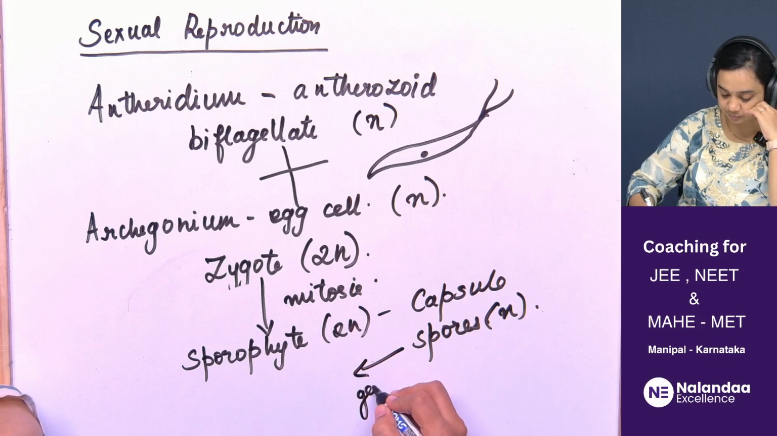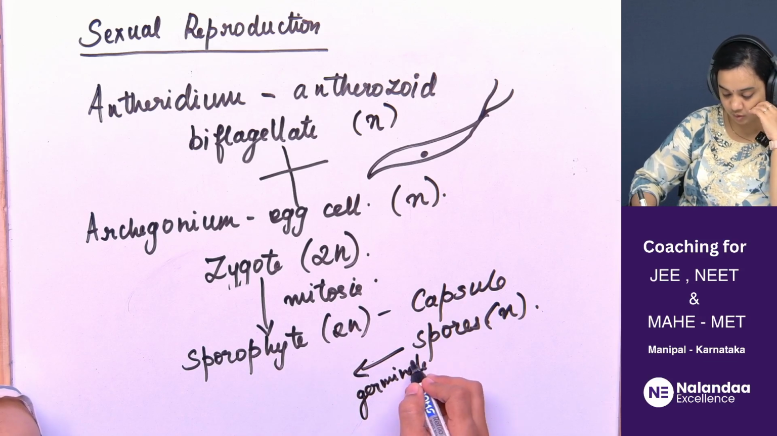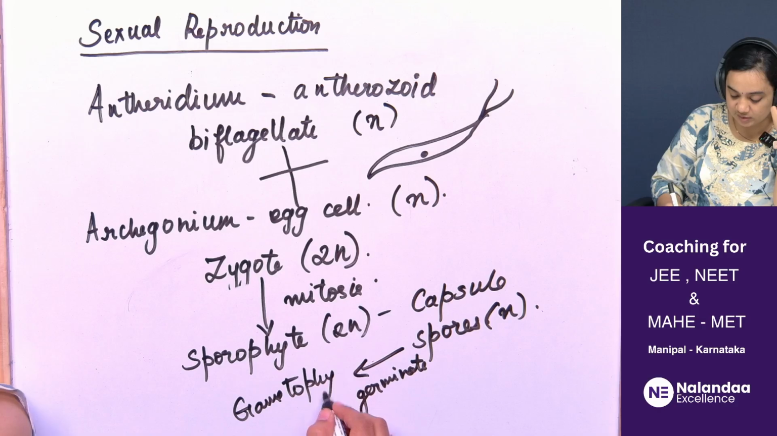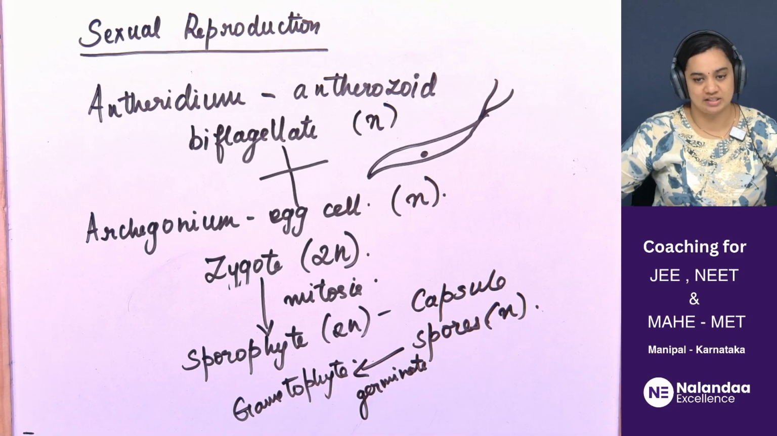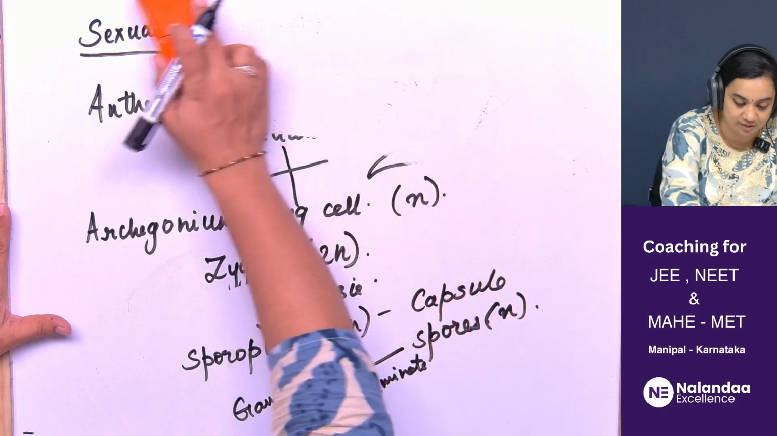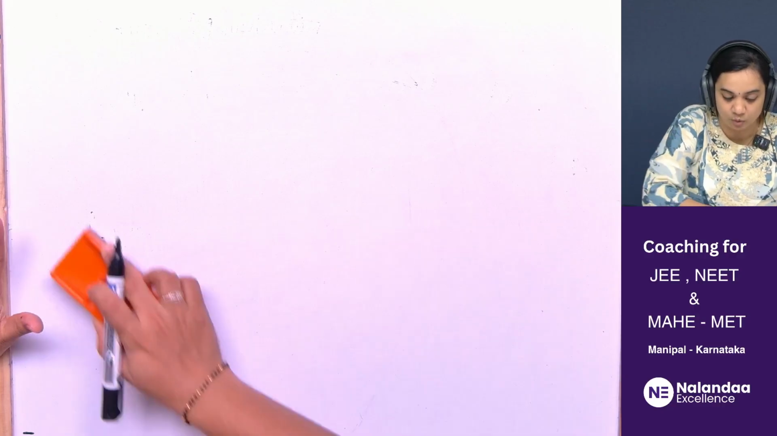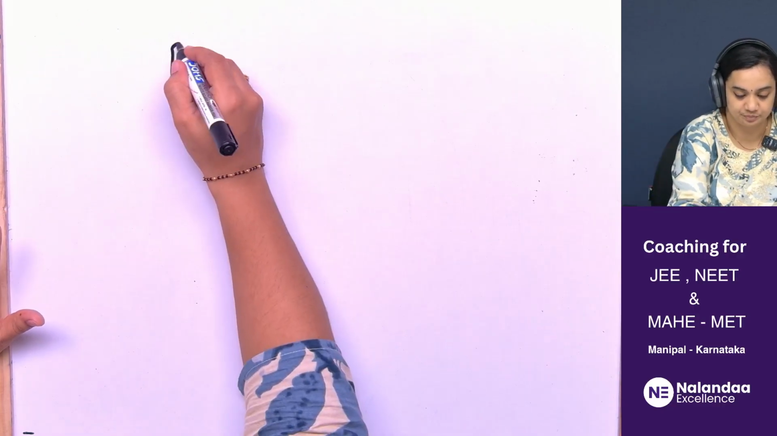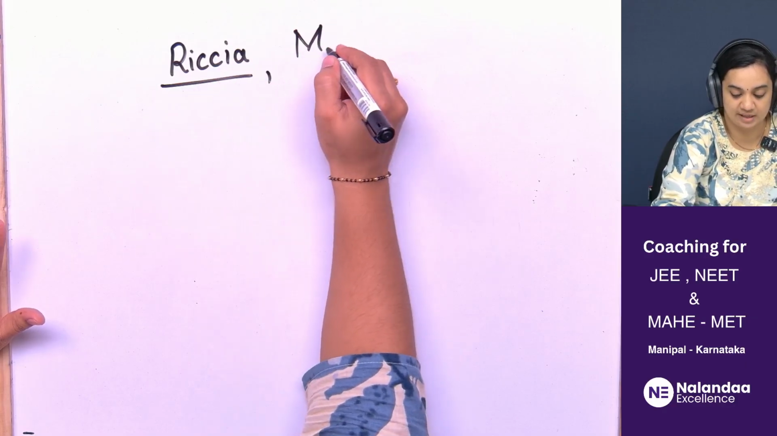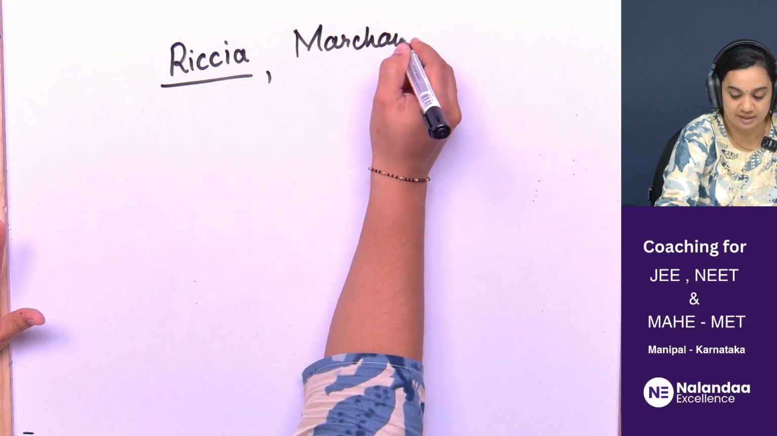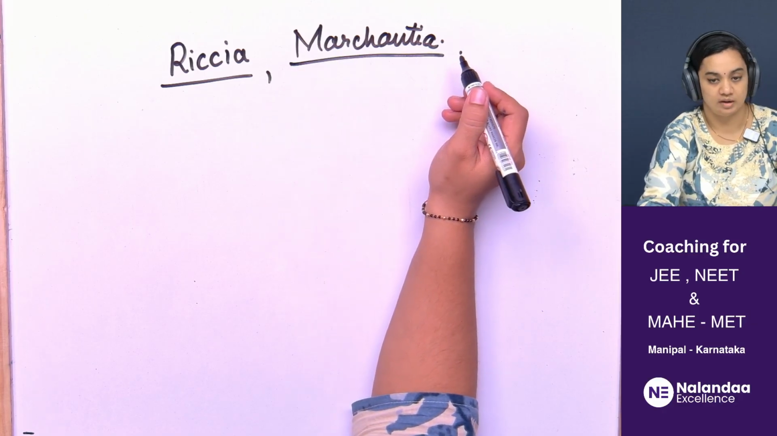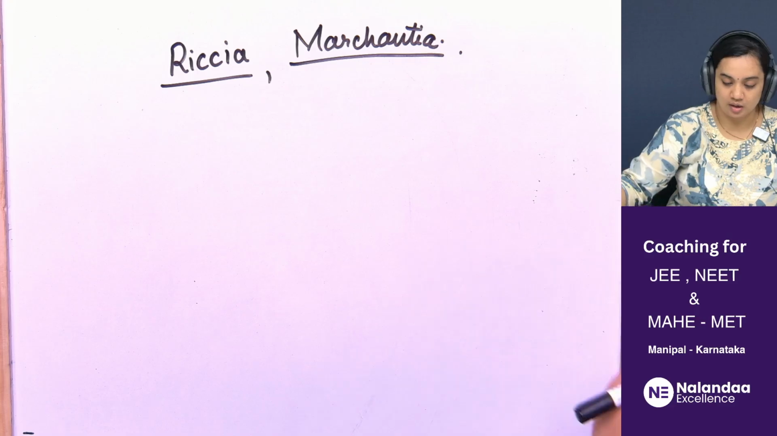germinate to produce the gametophyte back. Okay, so this is the process of fertilization in case of liverworts. Is this clear? So this is about liverworts in general, and the examples of liverworts are Riccia and Marchantia. Okay, Riccia and Marchantia are examples of liverworts. Now, is that clear?